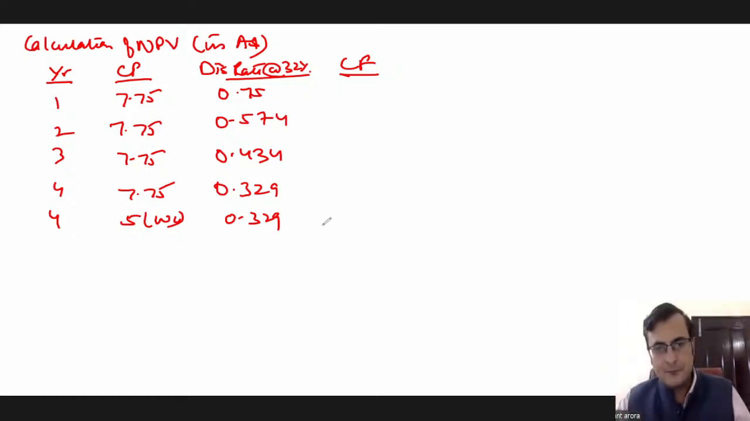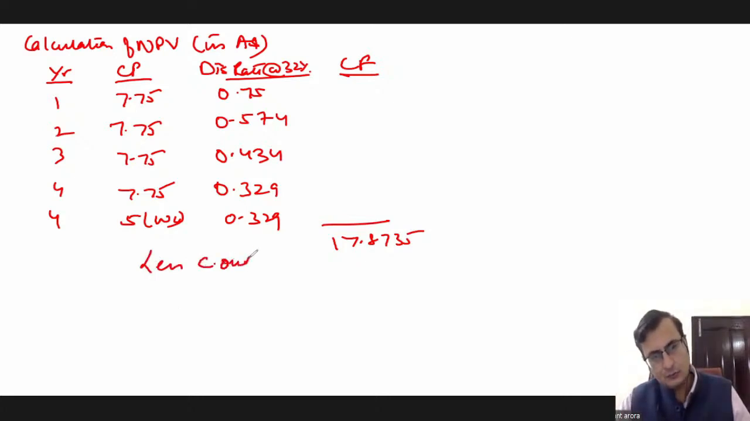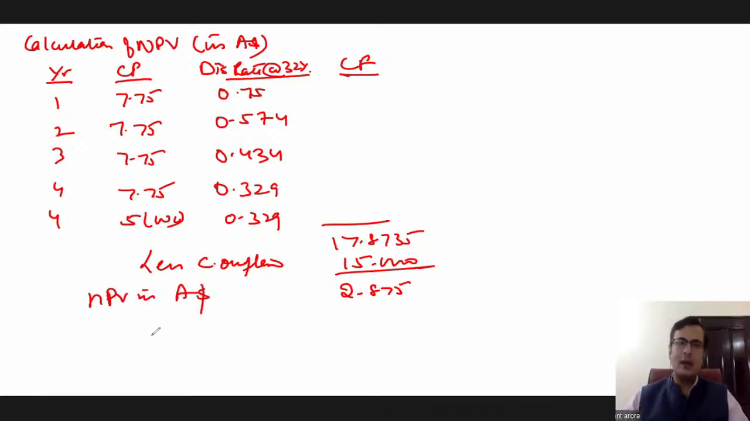Okay, 17.8735. And you will reduce the cash outflow of 15 lakhs. Okay, so now it is coming as positive 2.875. Okay, clear? But this is the NPV in Australian dollars.